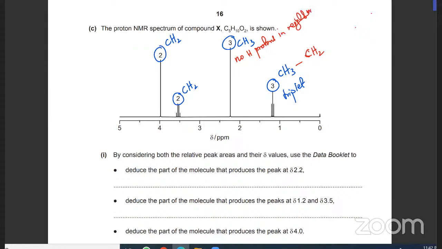So then you have a quadruplet. The next one, you've got a quadruplet peak. That means how many hydrogen protons do you have next door? Okay, so that means there must be a CH3, because if you get a quadruplet peak, you've got 3 hydrogens next door. And again a singlet peak. So that means no H protons next door, right?